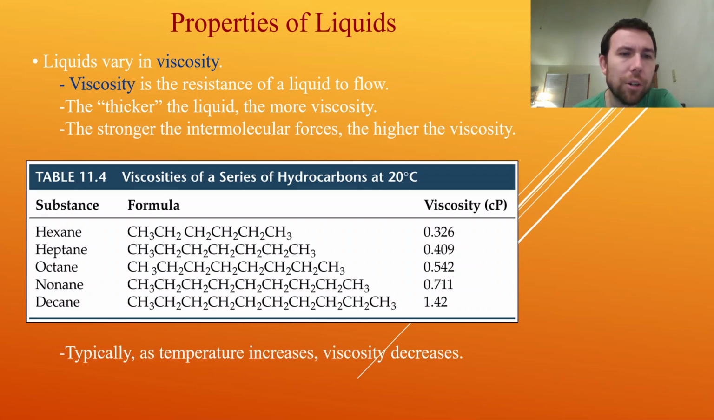We also note that if we increase the temperature of a liquid, its viscosity tends to decrease, because you're causing the molecules to spread further apart. They're interacting with each other less, and so it's easier for them to move over each other.